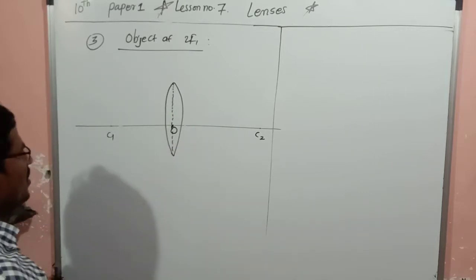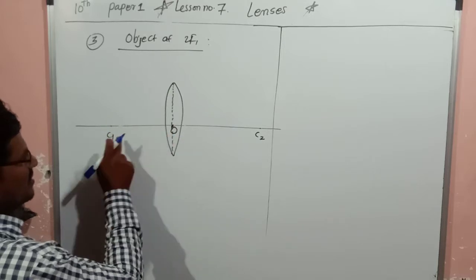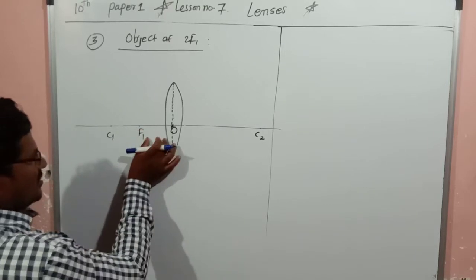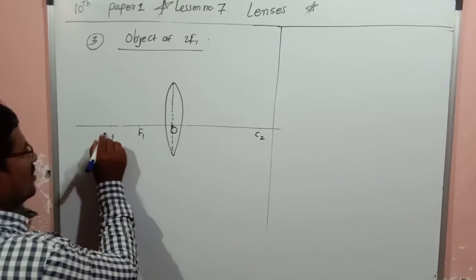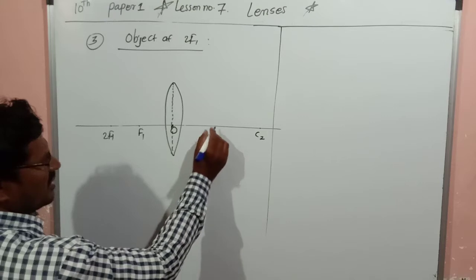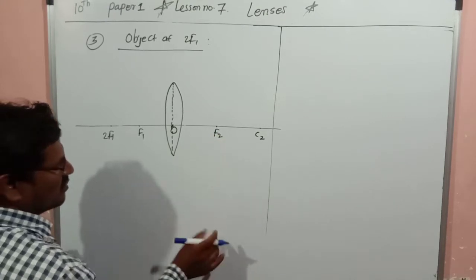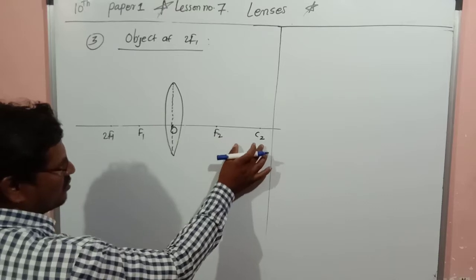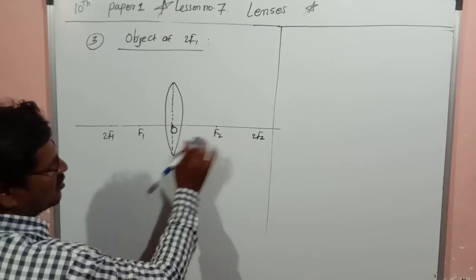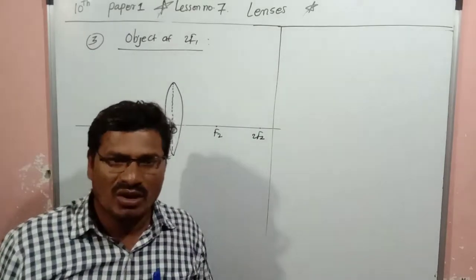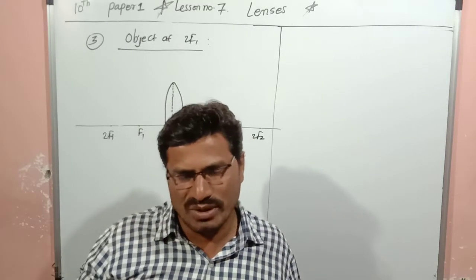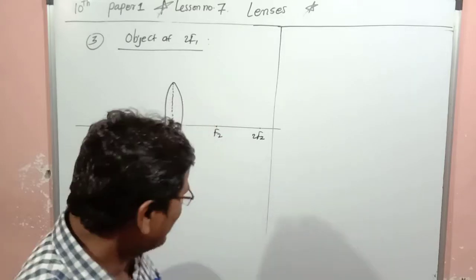Now we know that between the optical center and the center of curvature there will be the principal focus f1, and this distance and this distance are the same, so you take here 2f1. After that, on the other side, the optical center and center of curvature, exactly at the midpoint, there will be f2. This distance OF2 and F2C2 are the same, so the total distance will be 2f2. Now we have to see where the object will be, where the image will be, and what will be the size and nature of the image.